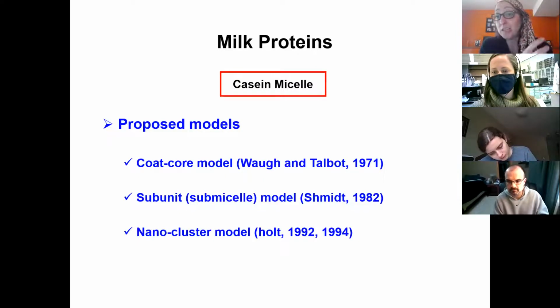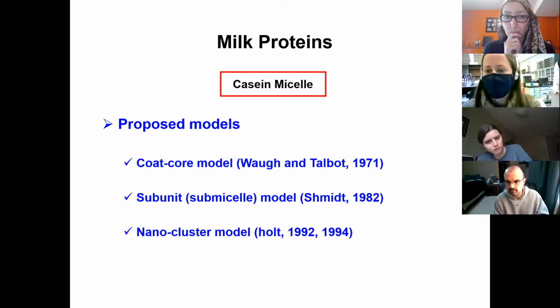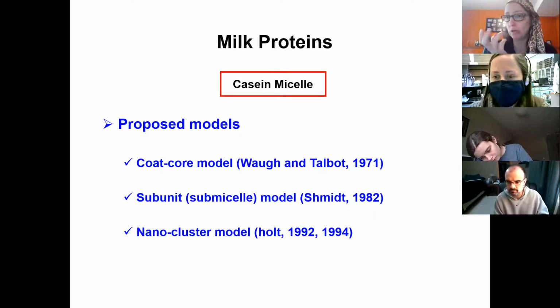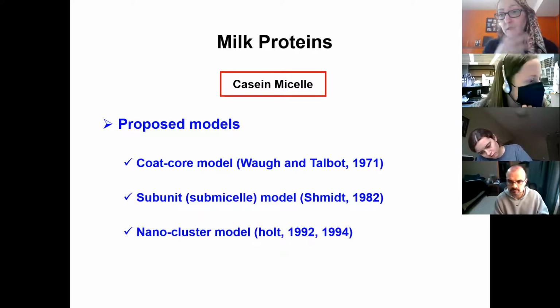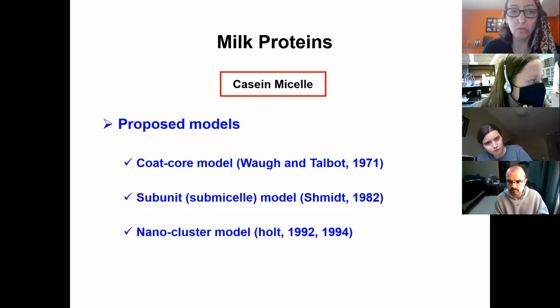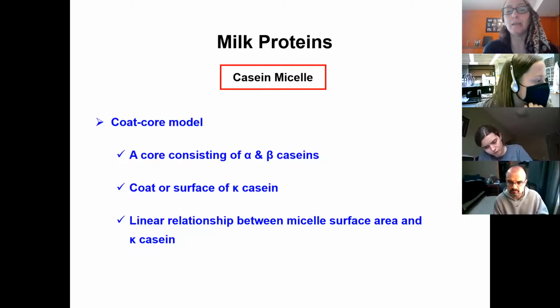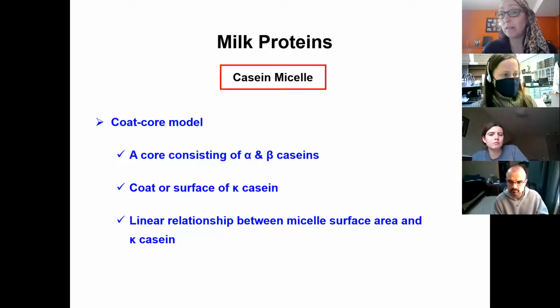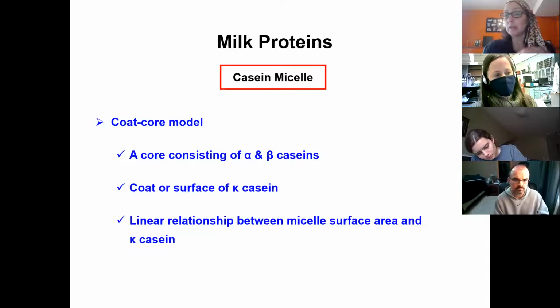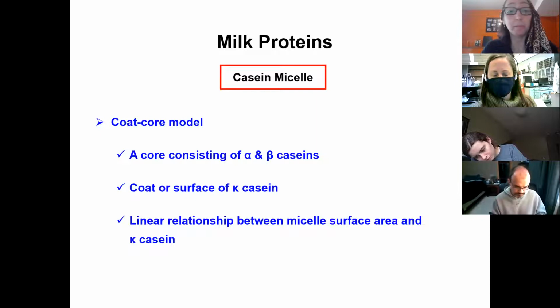Okay, so there are a lot of studies that try to determine what the casein micelle looks like, or how it is structured. There are several models, but the most believed model now is the nanocluster model. There have been different models, and I'll talk about them briefly here. The coat-core model basically says that in the core you only have alpha and beta, and on the outside you only have kappa casein. So that is the theory.